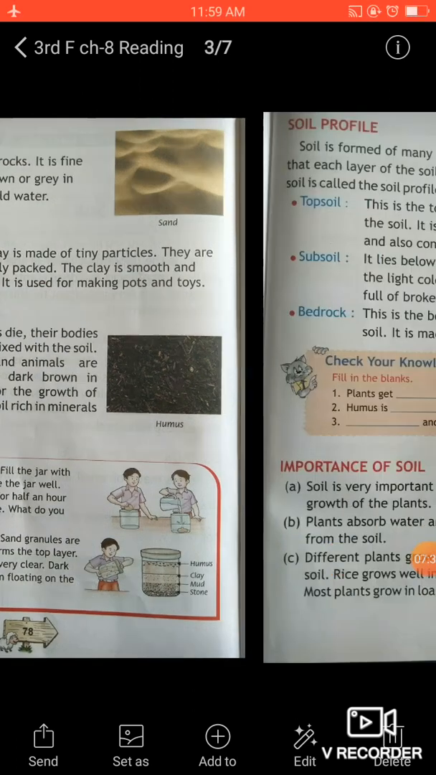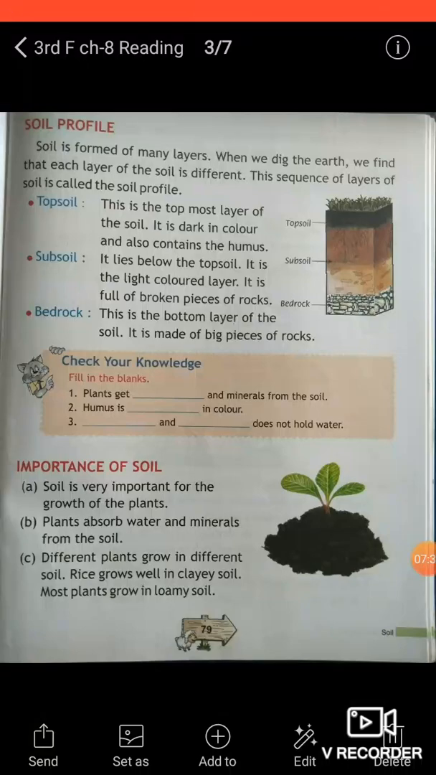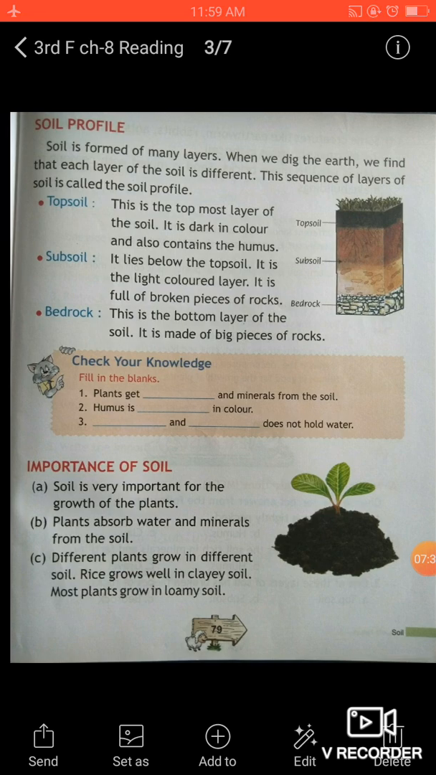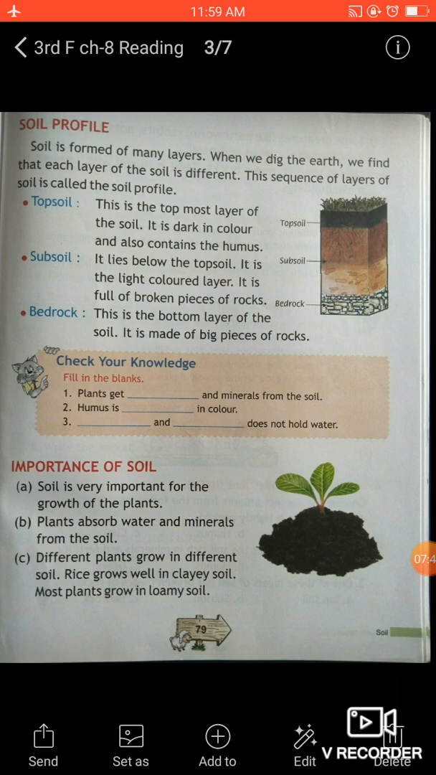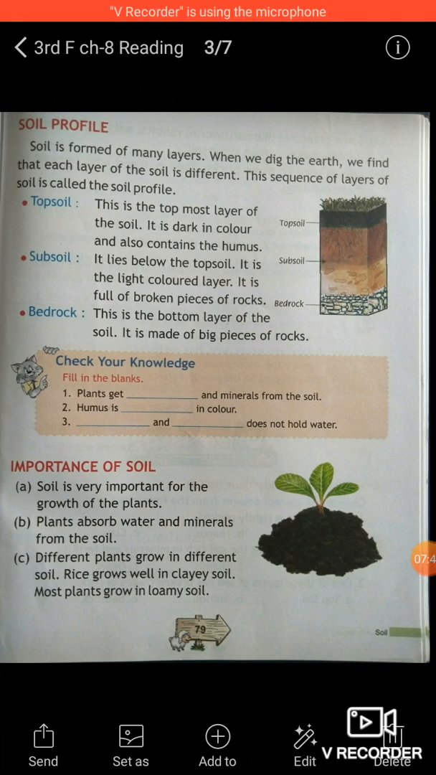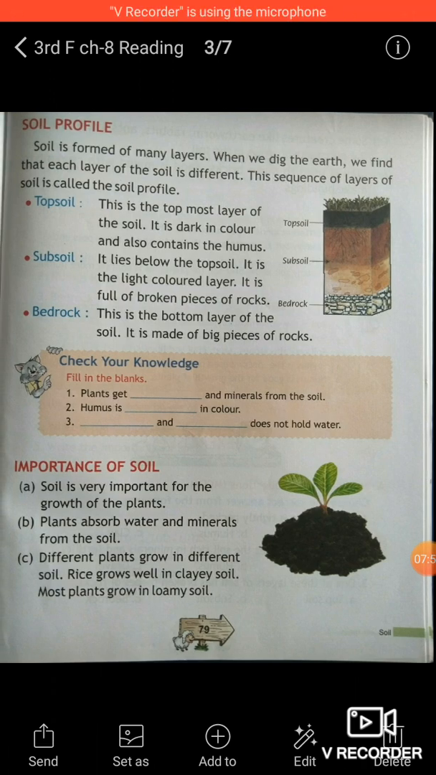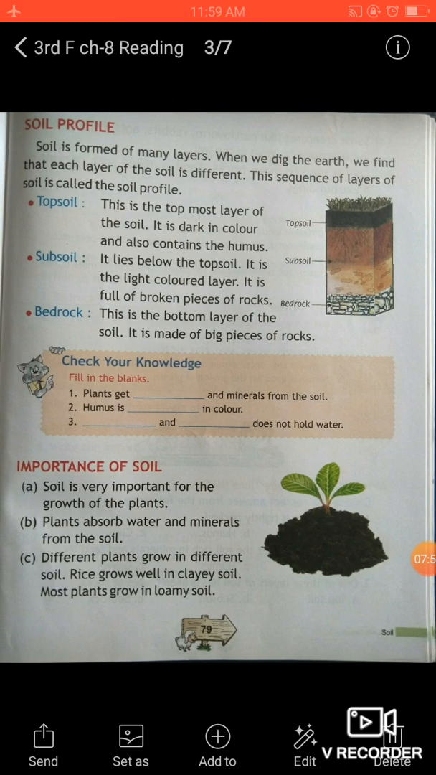Okay. Now let us see soil profile. This has been practiced through the experiment. Now see soil profile. Soil is formed of many layers. When we dig the earth, we find that each layer of the soil is different. This sequence of layers of soil is called the soil profile. Like we are talking here about the layers of soil, how they have settled on the earth.